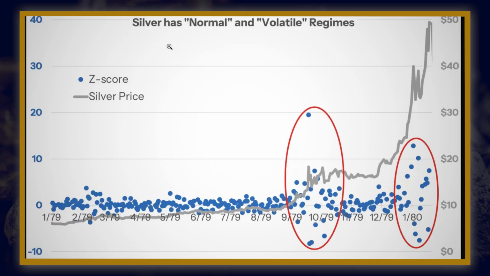We also talked about how silver has 2 different pricing regimes. It has a normal regime where returns are kind of normal, and then it has volatile regimes, and we are absolutely in a volatile regime right now. So we are going to get big moves up and down that seem like a 1 in a million, 1 in a billion, 1 in a trillion type event, but we know that they're coming in both directions, and so we shouldn't be surprised by it. But what we didn't talk about in the last video is why that is the case. Where does this volatility come from?